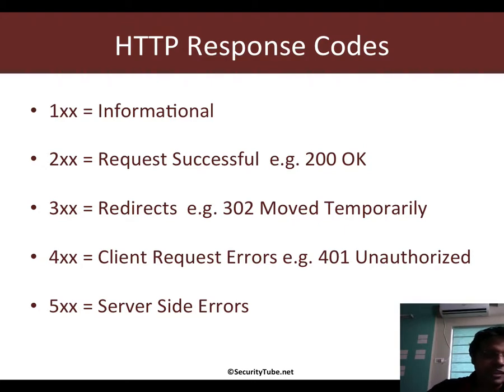So briefly, if I were to summarize, any response code in the range 1xx is informational, 2xx is request successful. As an example, the 200 OK, which we have seen a lot of times. The 3xx range is typically redirects. If you've done any of the web application challenges, you may have seen the 302 Moved Temporarily redirect. In the 4xx range, it typically means the client has made some error in the request.